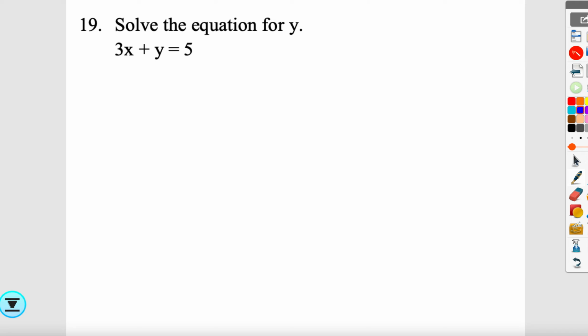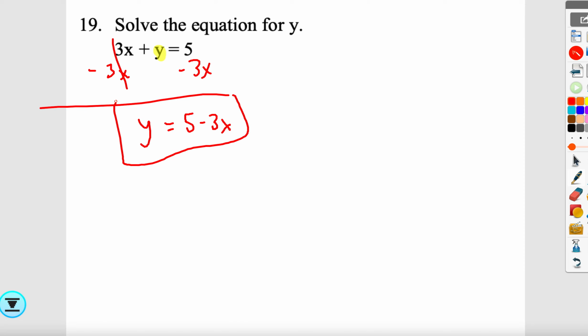19, solve the equation for y. So our objective is to get this y by itself. Well, if the 3x is positive, we just subtract that 3x. So minus 3x on both sides. The y, bring it down. And then we can't combine those. So what we see is 5 minus 3x, and y is by itself. And we're done. Don't overthink these problems, guys. Just manipulate them the way we know.